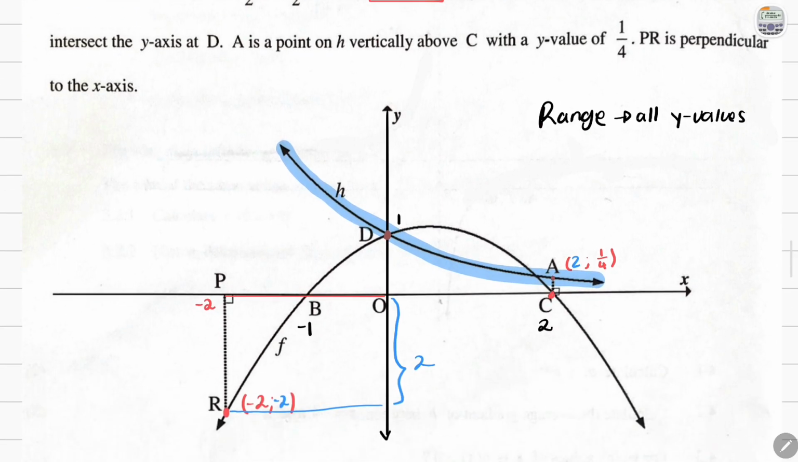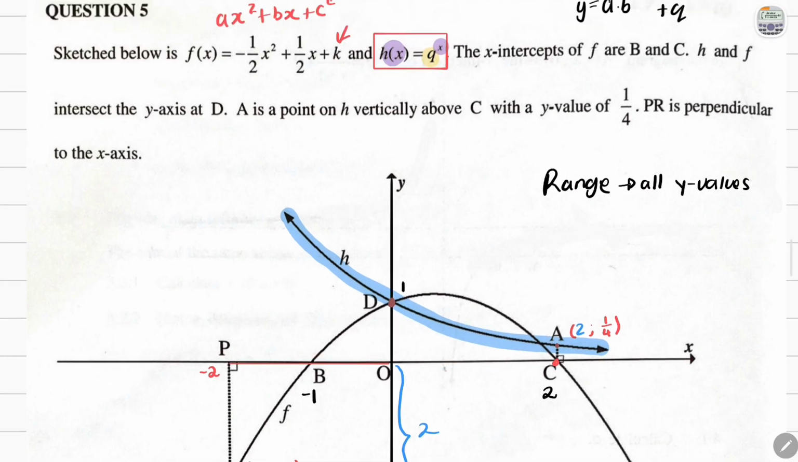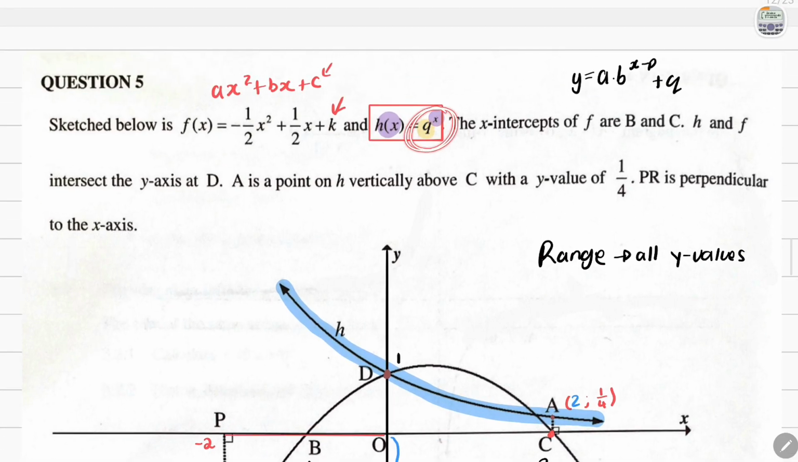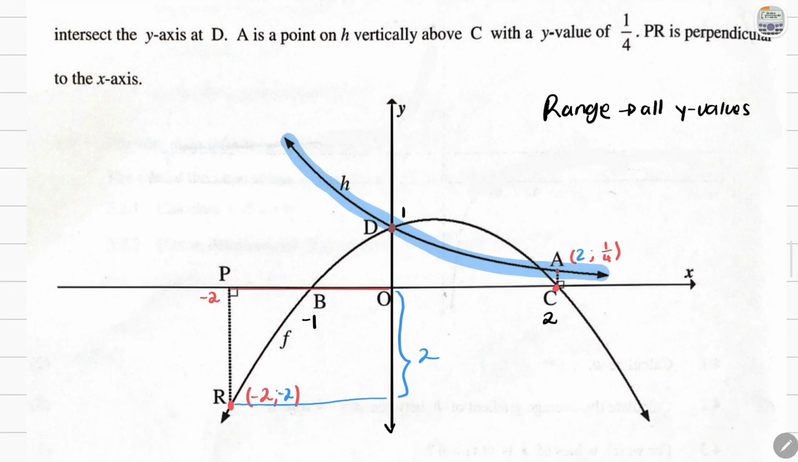Now, the horizontal asymptote is that horizontal line that the graph will never touch. And right now, we don't see anything like that in h. There's no plus q at the end. Not talking about this q though. Okay, so because of that, it means that that q value is 0. That horizontal asymptote is 0, meaning it will never cross this line.